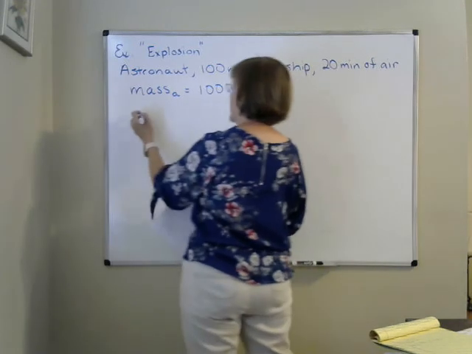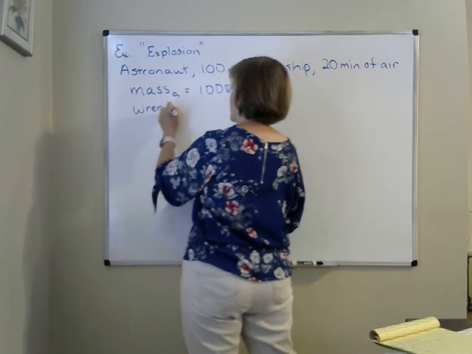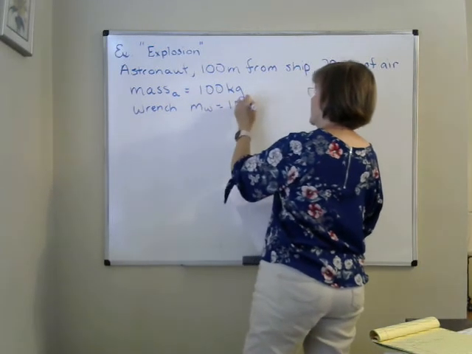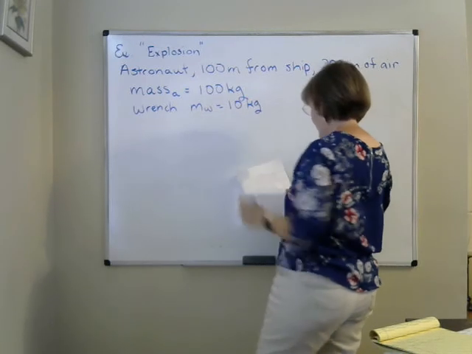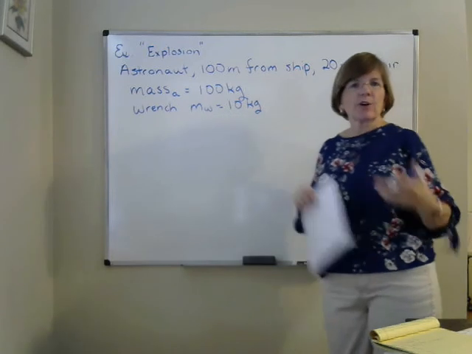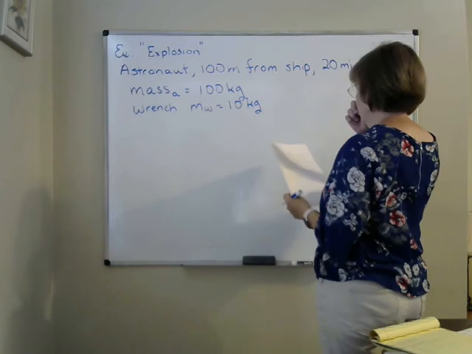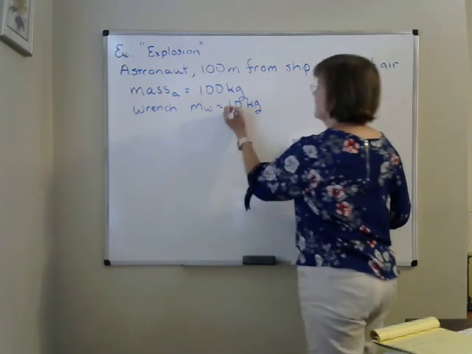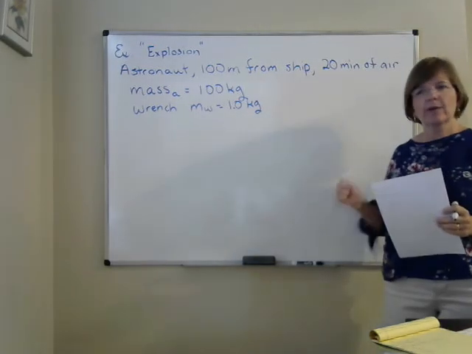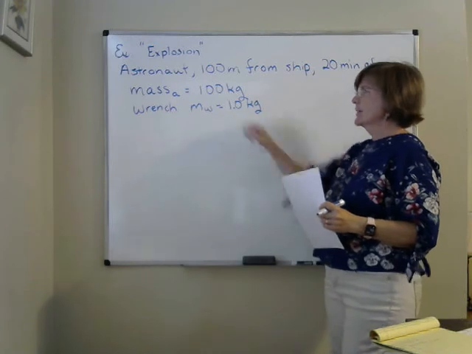She also has a wrench. And the wrench has a mass of 10 kilograms. So that's a pretty heavy wrench. So her mass plus the wrench is a total of 110. So not including the wrench, she's 100 kilograms. Oops, sorry. 1 kilogram wrench. That makes more sense. That's still a heavy 2-pound wrench. So astronaut's 100 kilograms, wrench is 1 kilogram.